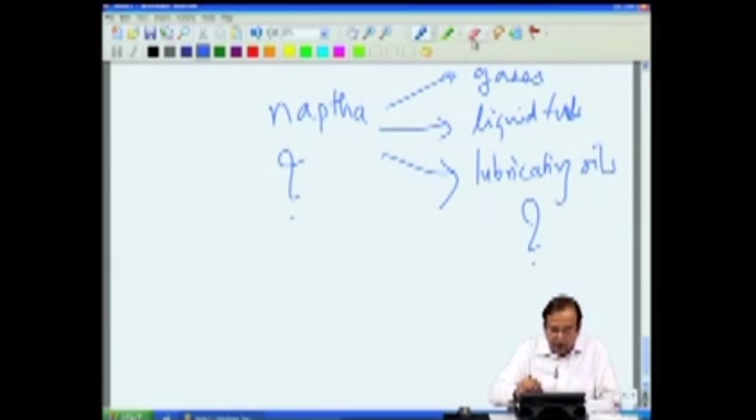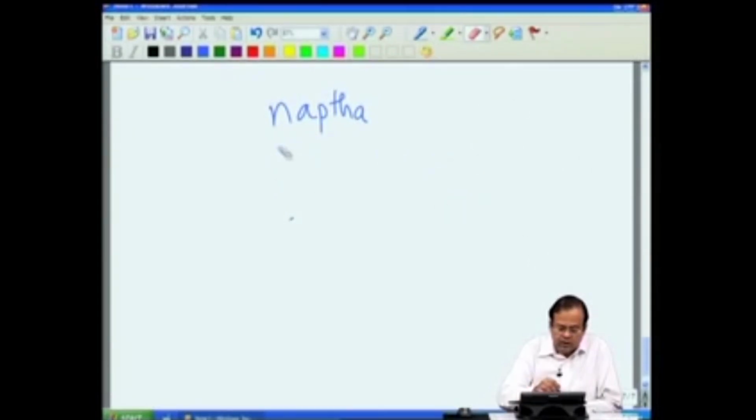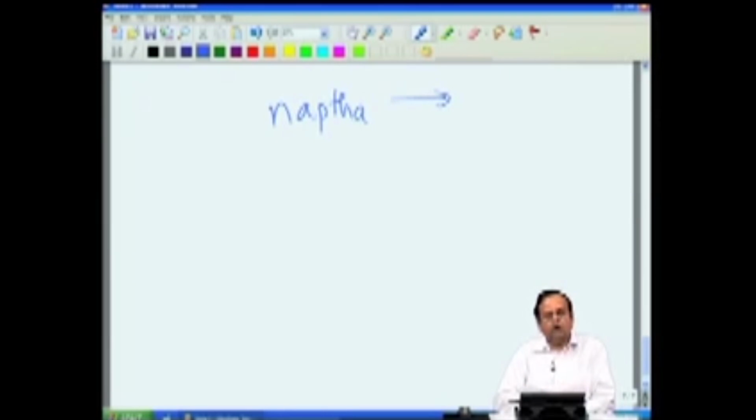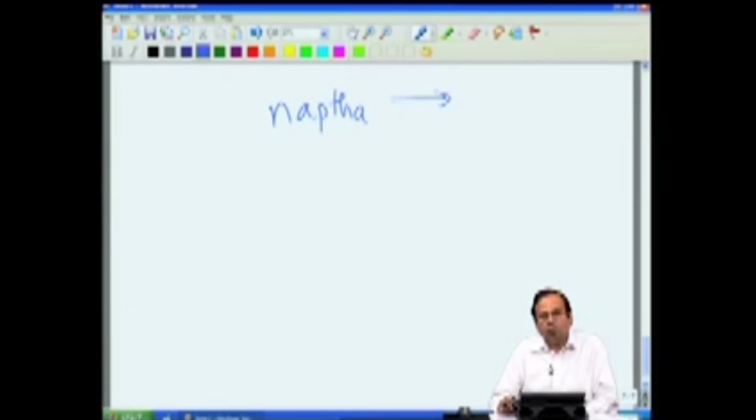So, to do that, let us start with lumping all these chemicals that make naphtha as a single species and say that my reaction is naphtha going to products. What those products are, I do not know. So, that is the simplest kind of lumping that you can think of. The entire crude is one chemical species. Naturally, you do not expect modeling or kinetics of this to be reasonably accurate.